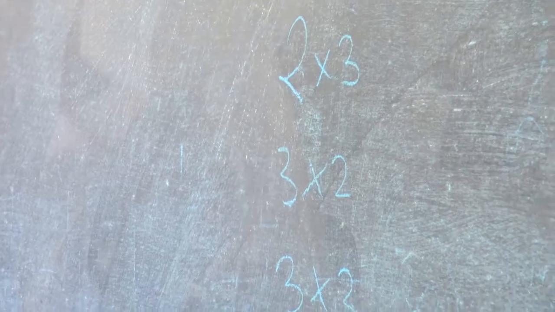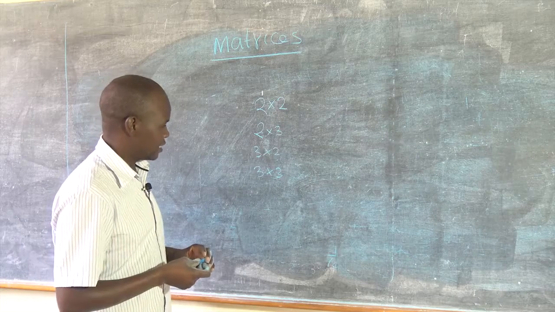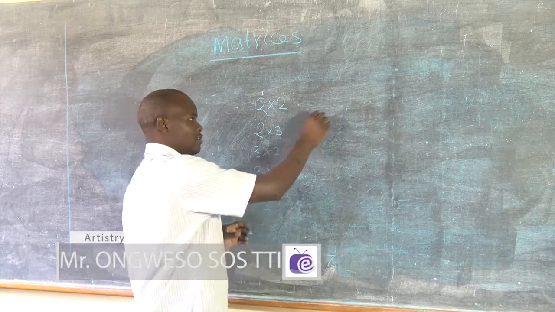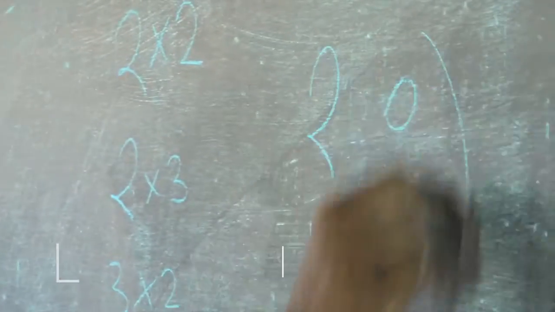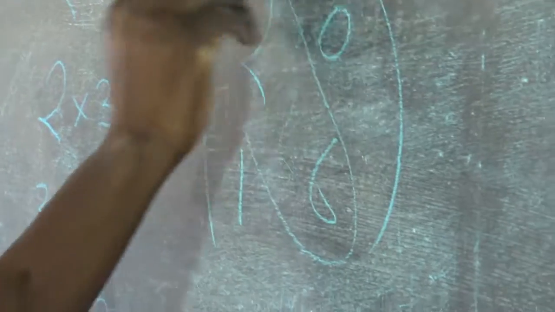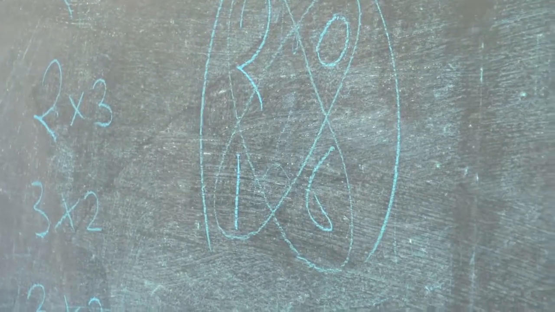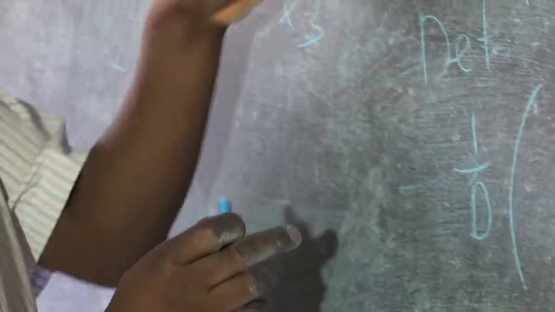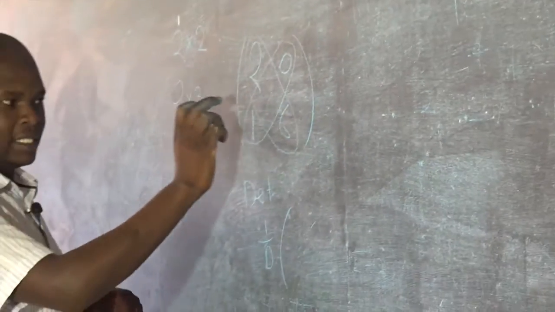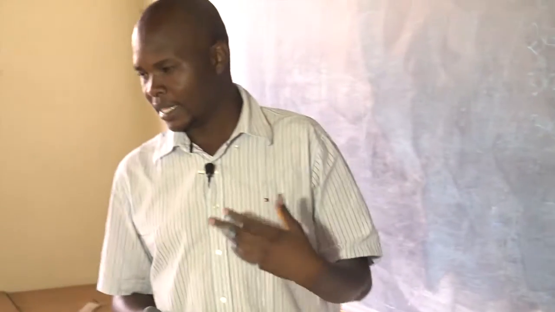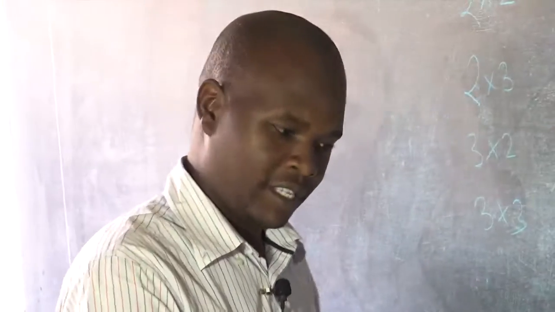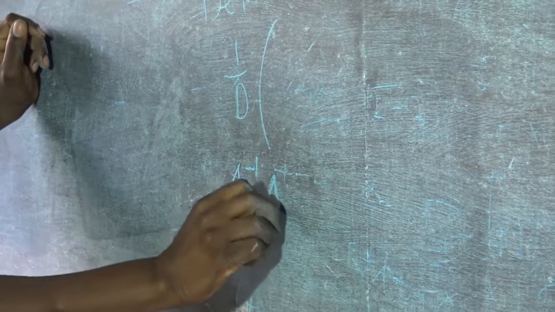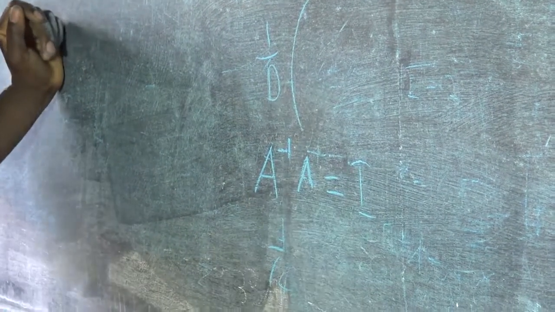You have gone further and discussed how to find the inverse of a matrix. We have said if you have a matrix like this, if you take the product of this minus the product of this, you get what we call the determinant. And if you take one over the determinant, times this matrix, but now you interchange the positions of this and this, and then change the sign, you get the inverse. Finally, we have said that if you take A inverse, that's the inverse of the matrix, times the matrix itself, you should get the identity matrix.